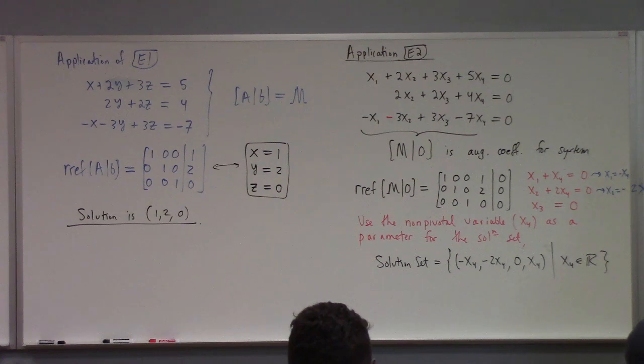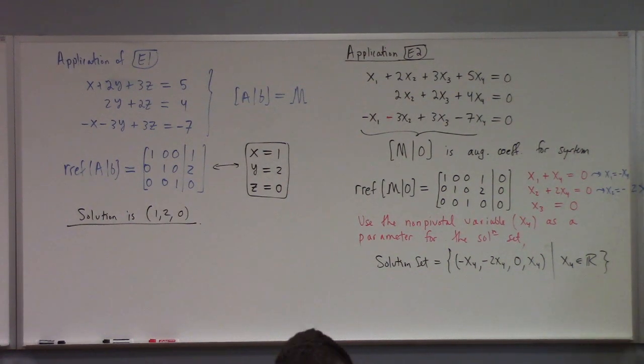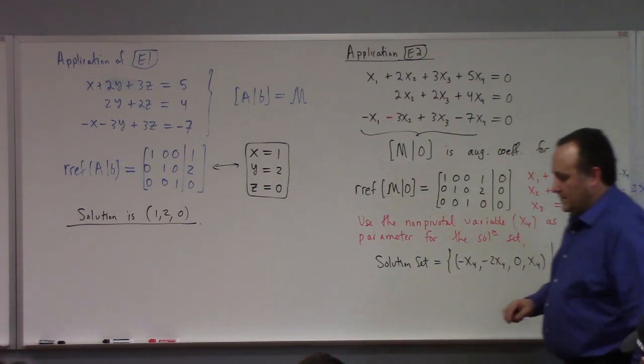So in the interest of me not going crazy with my grading, let us agree on a standard. We will use the non-pivotal variables to write the solution set when there's infinitely many solutions. That makes it so you can compare answers with your neighbor and make sure you got the same answer. All right.